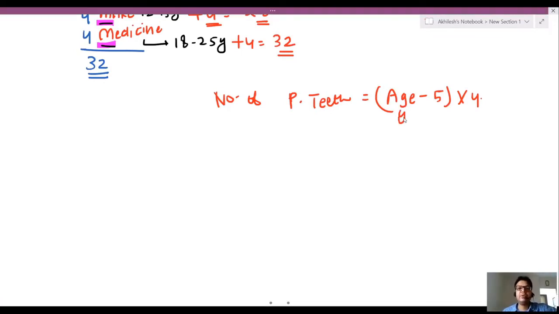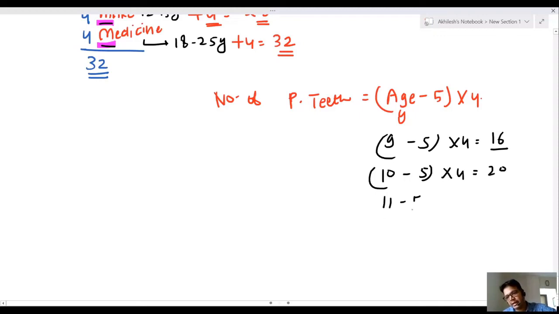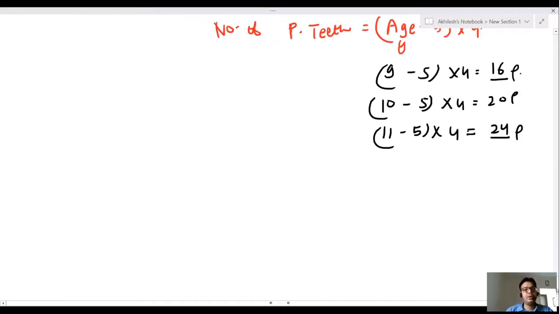If you get a question at 9 years of age, 9 minus 5 into 4 will be 16. At 10 years of age, 10 minus 5 into 4, almost 20. At 11 years of age, generally you get all 20 permanent teeth. This is very simple. If you want to go by formula, here you will have 8 temporary teeth, here 4 temporary teeth, here 0 temporary teeth.